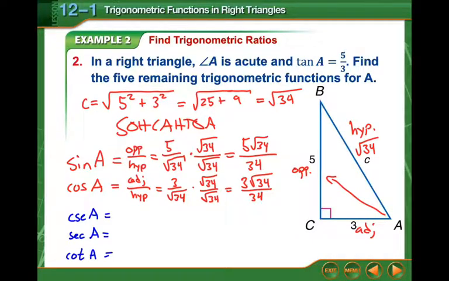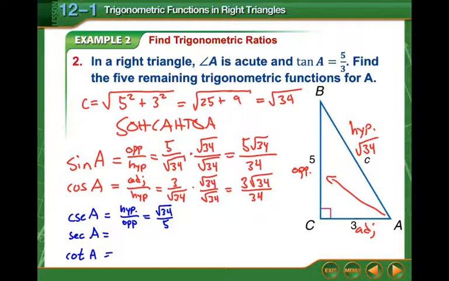So cosecant we know is the opposite of sine, so that's going to be hypotenuse over opposite, or the square root of 34 over 5. We didn't get a square root on the denominator this time, so we're good. We don't have to do anything else.